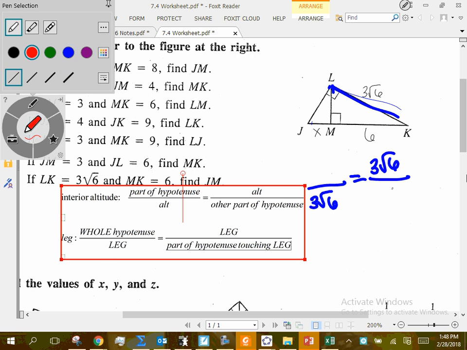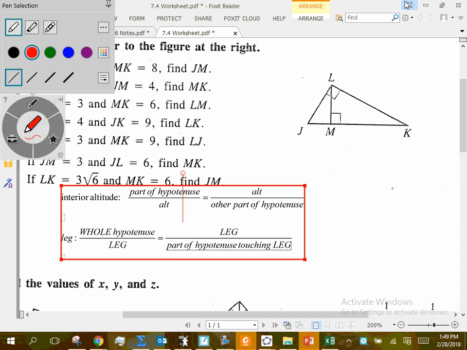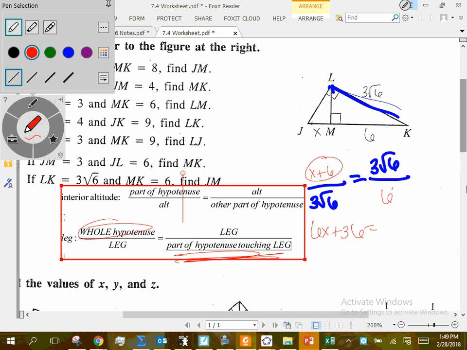Okay. Then what goes here is the whole hypotenuse. What is the whole hypotenuse here? X plus 6. And now what is the part of the hypotenuse that's touching the blue leg that we used? 6. So now I'll cross multiply 6x plus 36, right? Now here's where this rule of multiplying radicals comes into play. Okay? We need to multiply 3 radical 6 times 3 radical 6. So I multiply the numbers on the outside. What's 3 times 3? 9. And then I multiply the numbers on the inside. So 6 times 6 gives me 36.